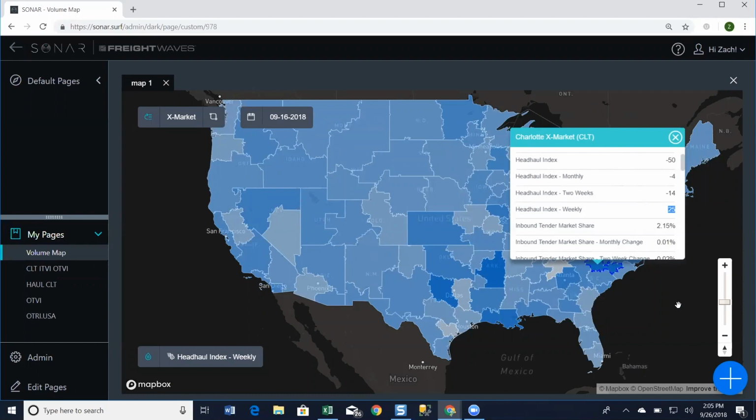Cool. Thanks. So essentially what we're seeing here is that we've now had a big movement in the head haul index value, which means that the capacity situation in Charlotte has changed.